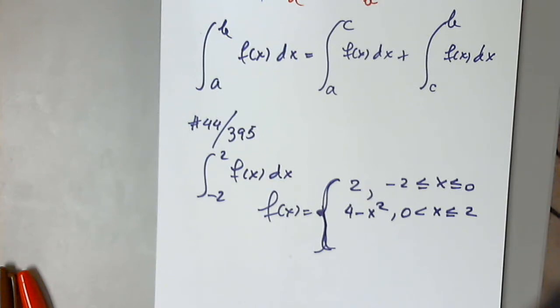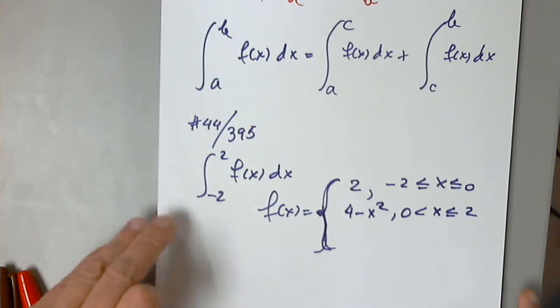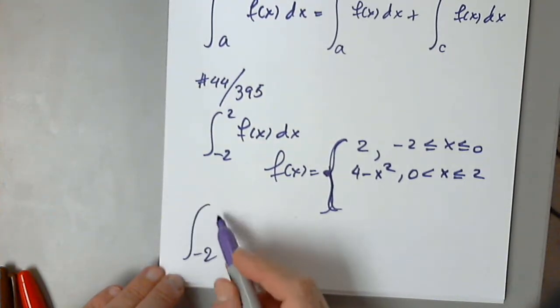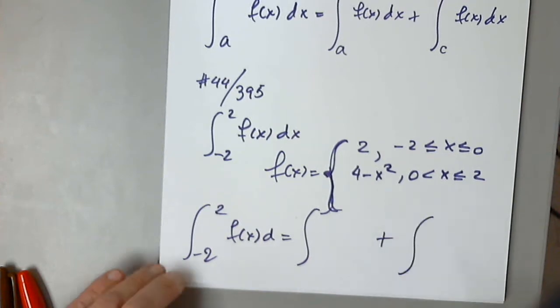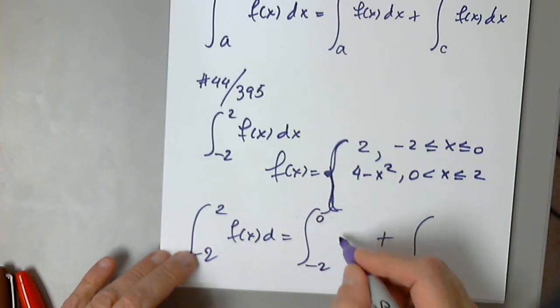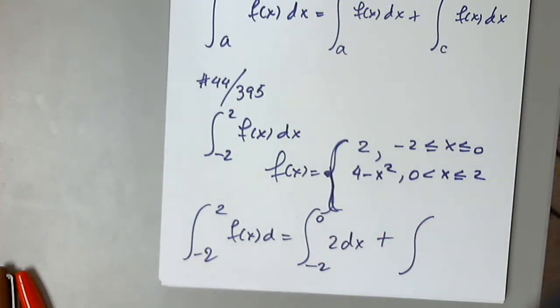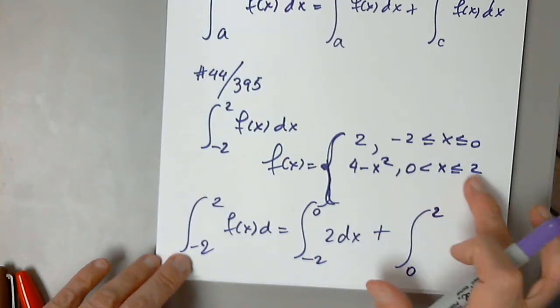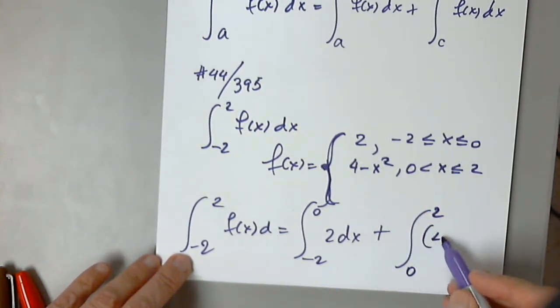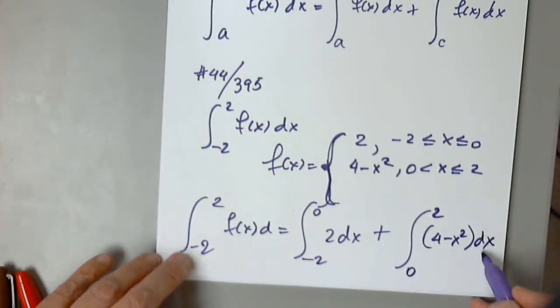So then we will write the integral from -2 to 2 of f of x dx equals, and please tell me what to write and what function goes where. Moving to 0, dx. Very good. The integral from -2 to 0 of 2 dx, and obviously the other one from 0 to 2 of, because that's what we have, in parentheses 4 minus x squared dx.